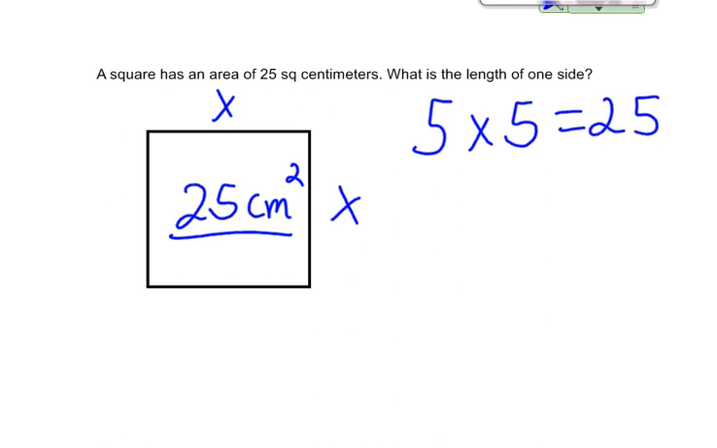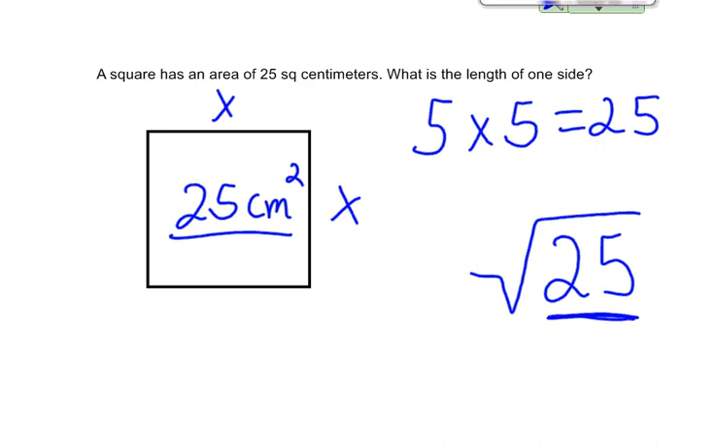What we have really done here is we've taken what's known as the square root of 25. This is not a division symbol, this is a square root symbol. Square root symbol means what times what equals this number. So it's going to be the same number. In this case, it happened to be 5. So in the end, what is the length of one side? We would say 5 centimeters.